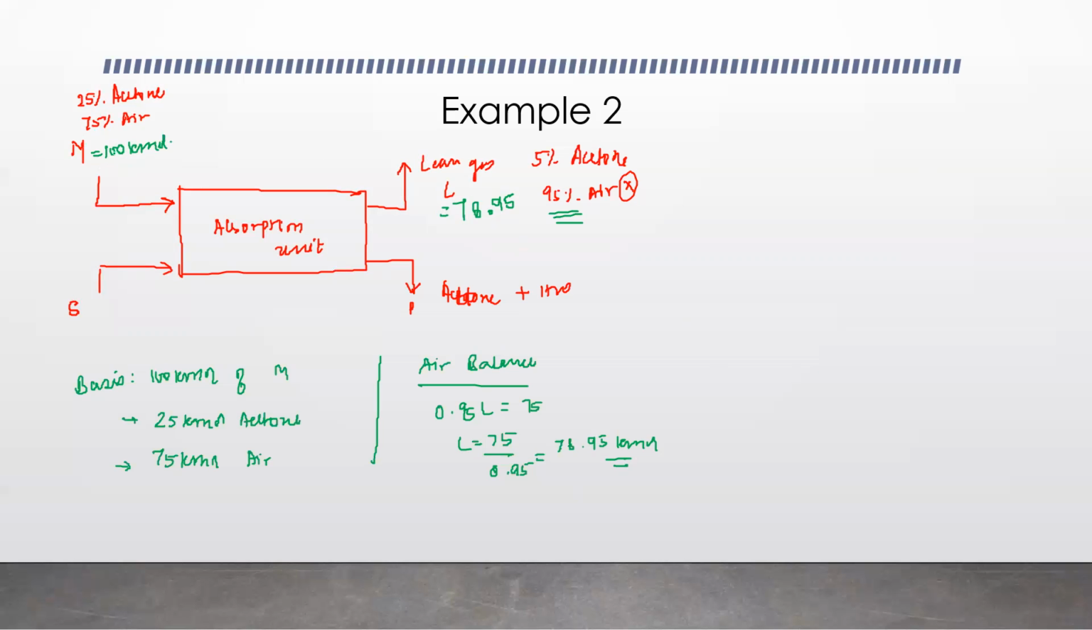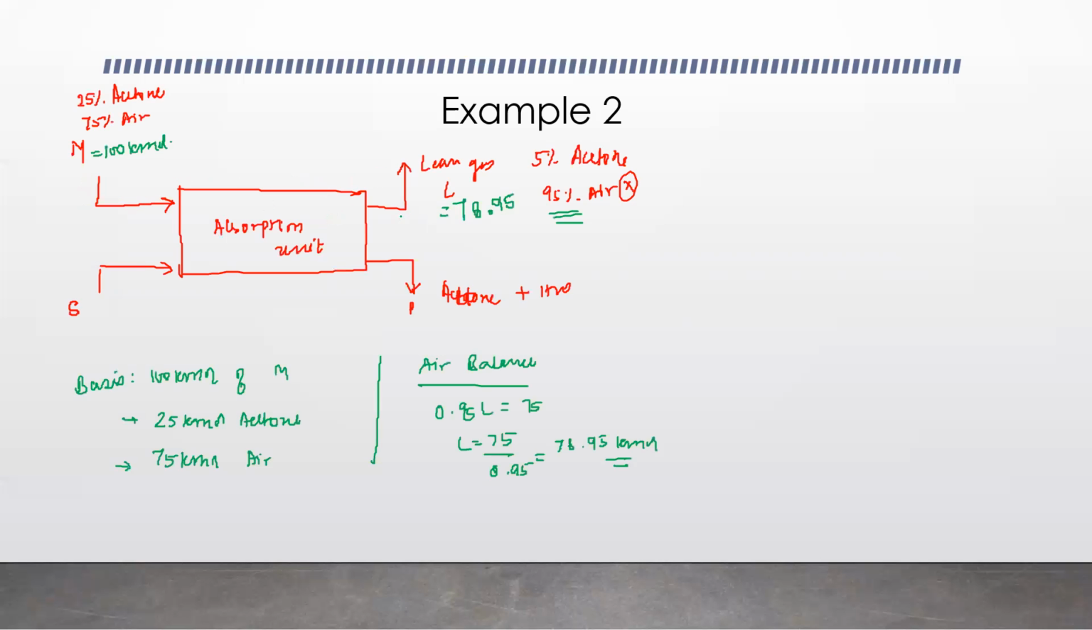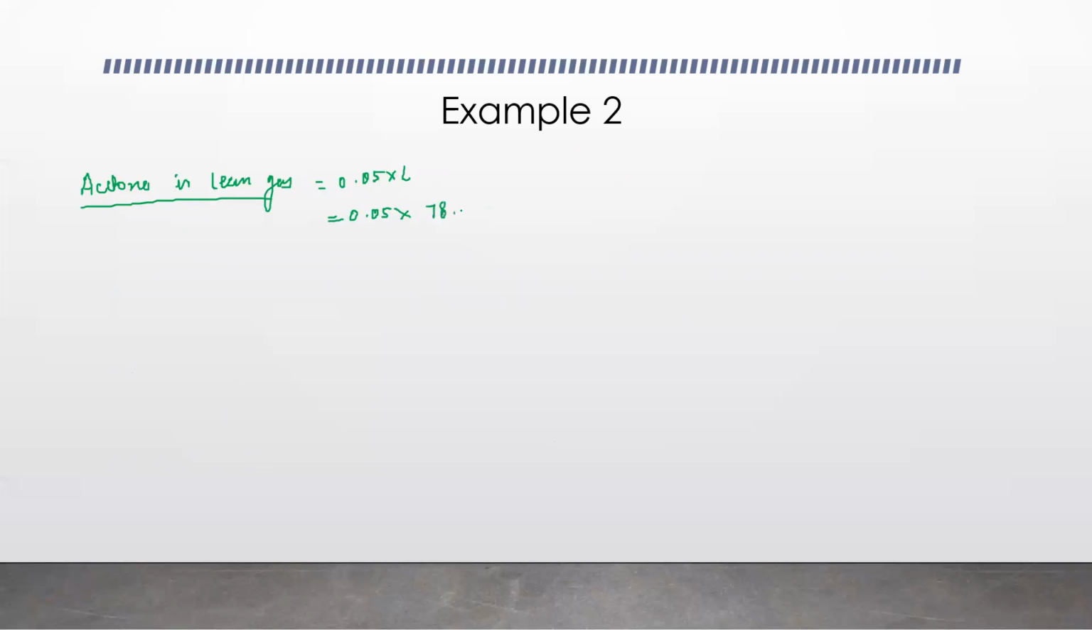Once we are done with that, since we have got L, obviously we'll get acetone in the leaving gas. So acetone in lean gas is going to be what? Since it has 5% acetone, so 0.05 into 78.95. That is equal to 3.95 kilomole. That is the acetone present in the lean gas.